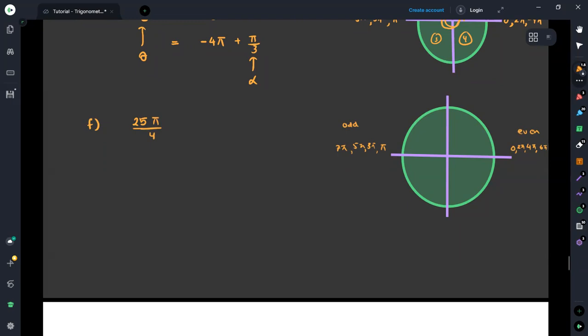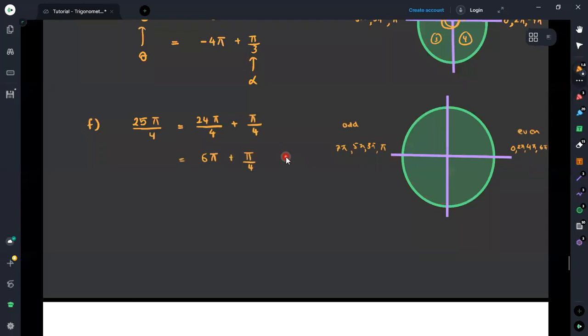Here, instead of considering this 25π over 5, we can write it as a multiple of 4. It can be considered as 24π over 4 plus π over 4. The addition of these two angles gives the value 25π over 4. Now 24 times π over 4 gives us 6 times π, then added with π over 4.